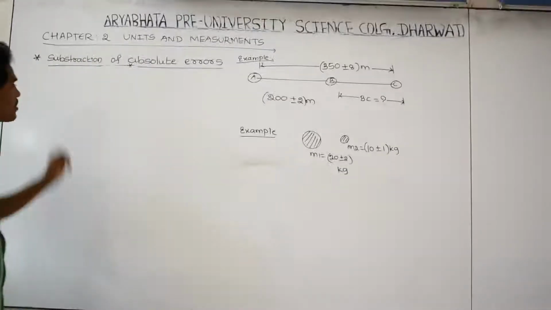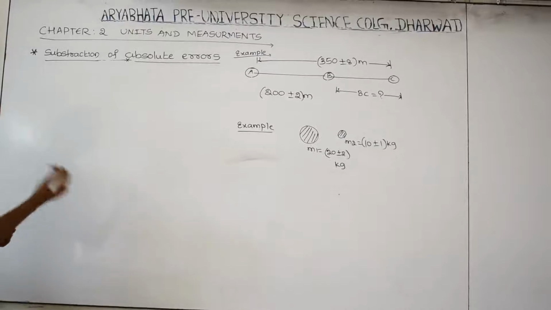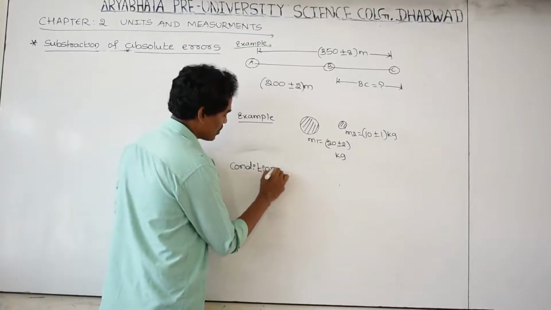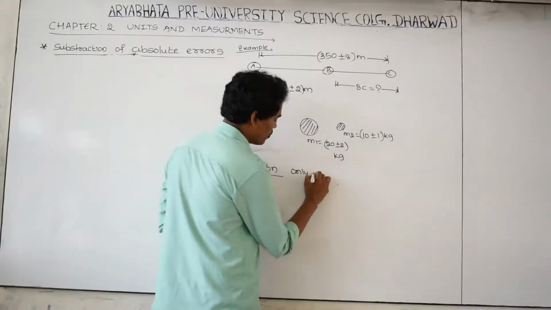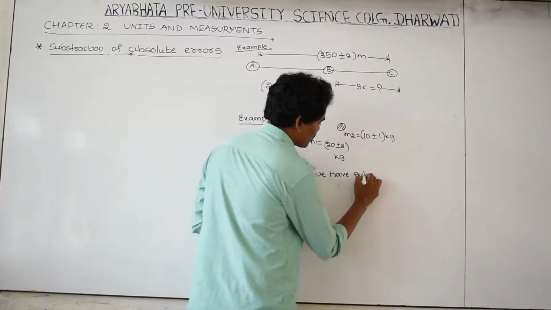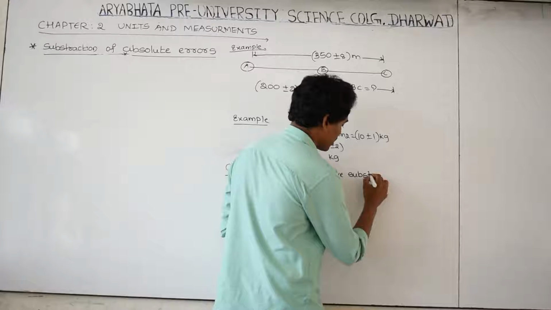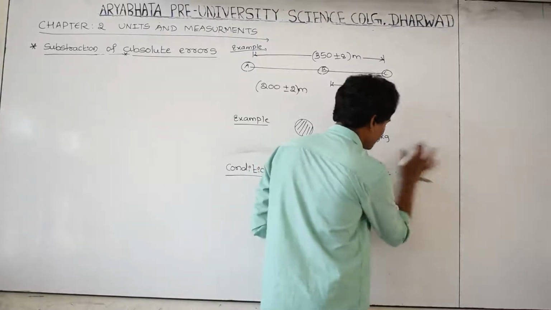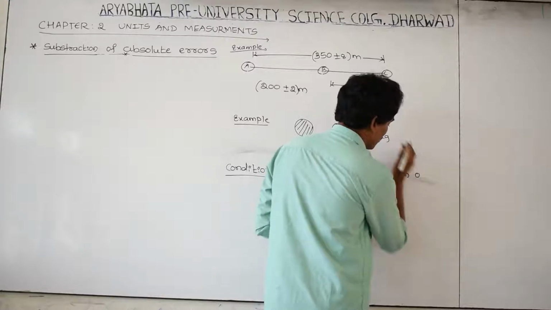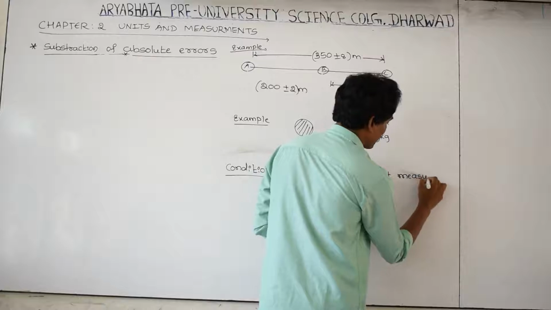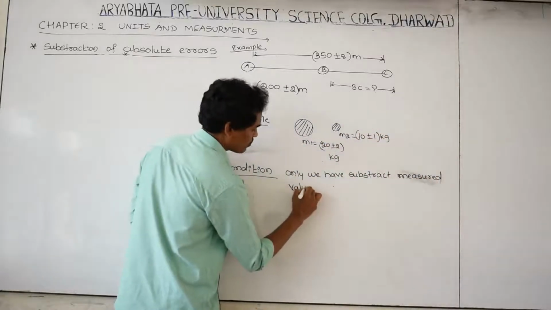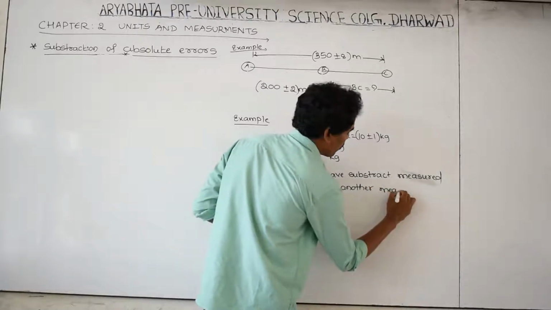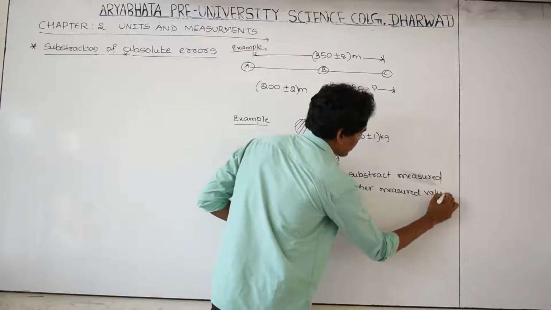And here this is the method of subtraction, and the addition we already learned. And how to subtract? The condition you have to remember when subtracting is that we have to subtract one measured value from another measured value. This is the first condition.